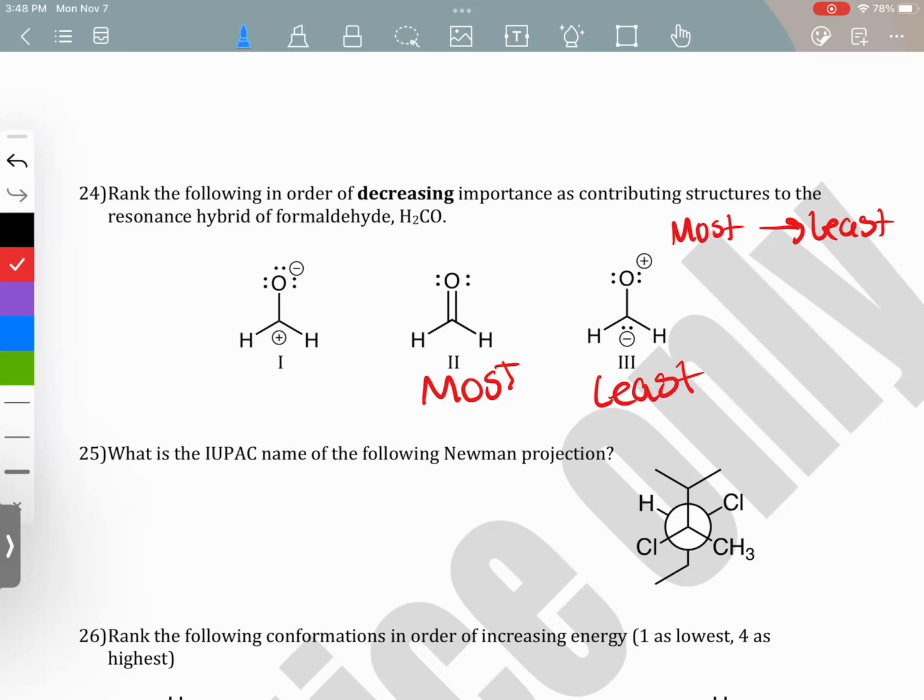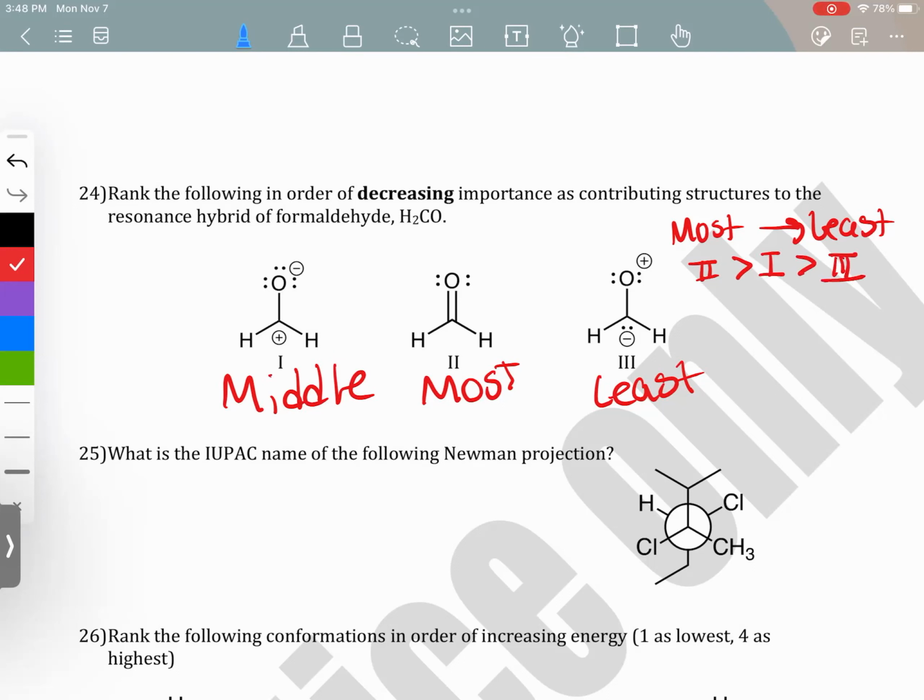Because you have a negative charge on the carbon and a positive charge on the oxygen, which is very weird for us. It's like, nah, it should be the other way around. And then 1, we just say it falls in the middle. So then it goes 2, then 1, then 3.